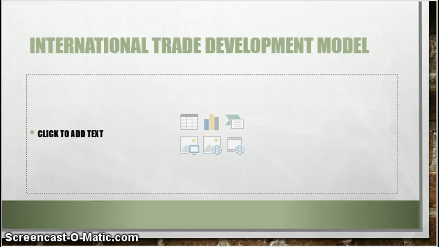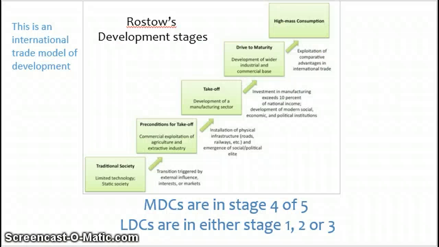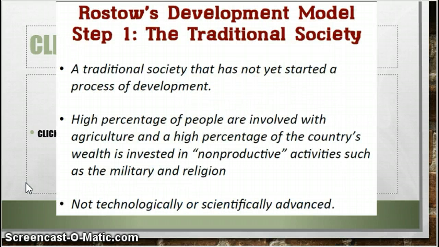So onto the international trade development model, and we've got Rostow's development stages as sort of the common idea of how countries develop using international trade. So just remember that as you go through each of these steps, you become more and more developed. So most developed countries are in stage 4 to 5, less developed are in 1, 2, or 3.